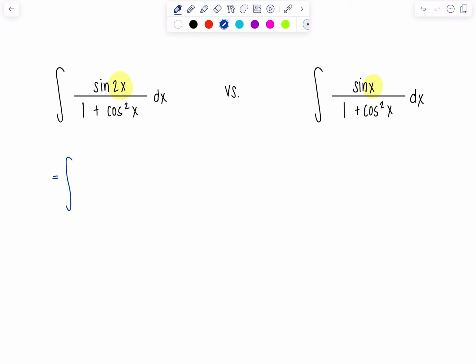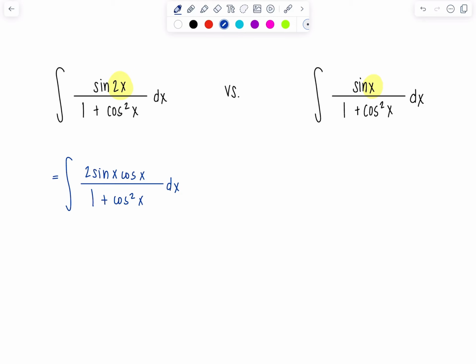Do you remember your sine double angle identity? With 2 sine x cosine x. And then this is 1 plus cosine squared x dx. And then I'm pretty sure I've done this integral before on my YouTube channel. So we'll just save it off to the side.